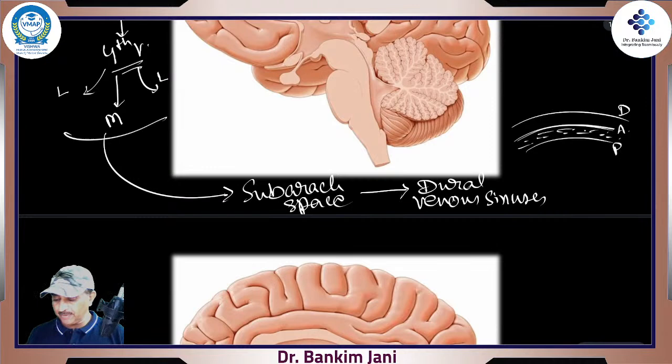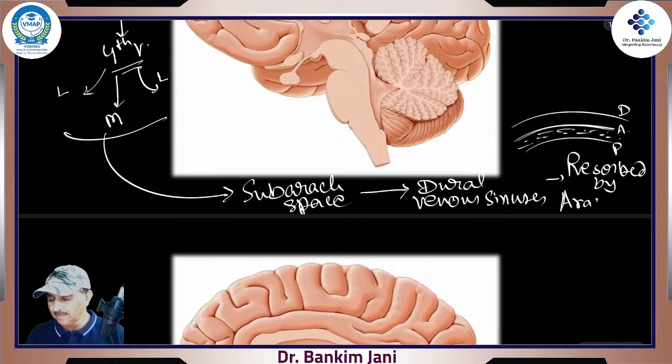And then from there, it is resorbed by arachnoid villi. So finally, they are put into dural venous sinuses. From dural venous sinuses, all of them will be going into the venous system, finally into the internal jugular vein, and it goes.